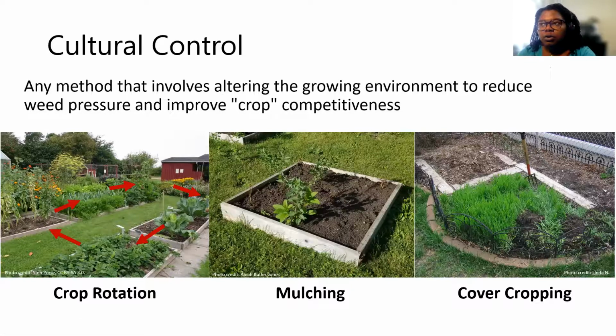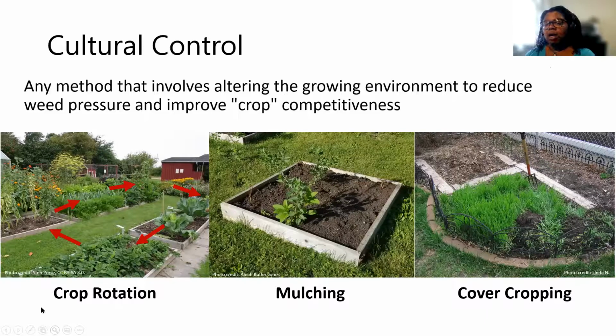So with cultural control, what you're trying to do is make your crop as competitive as possible. And the reason you're doing this is because weeds are often more competitive than cultivated plants. And in a landscape setting, even though they don't really have much of an advantage in turf, they can become more competitive, but also in landscapes and gardens, proper fertilization timing can improve the competitiveness of your crop. So we're going to talk in more depth about mulching and cover crops, but right now I'll talk briefly about crop rotation.